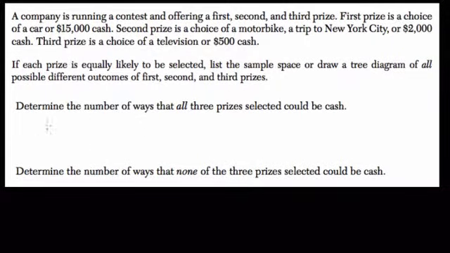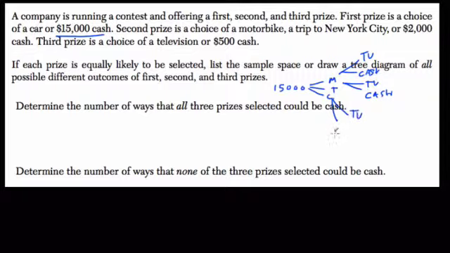Okay, so with this company, first place is $15,000 in cash. They want us to draw a tree diagram for this, so it's $15,000 first prize. Second prize could be a motorbike, trip, or more cash. Third prize is a choice of television, TV, or more cash. So I'm just outlining this: TV, cash, and TV, and cash. So you get 2, 4, 6 ways, and they want to know the number of ways that all three prizes could be cash.